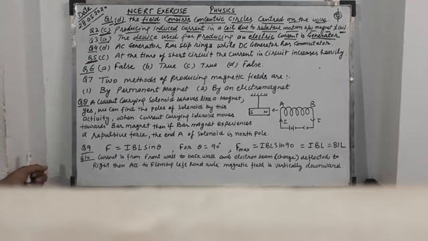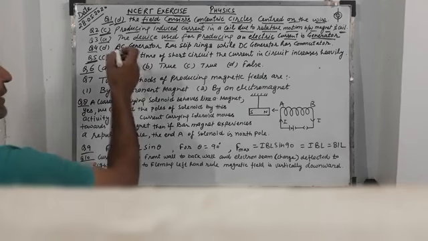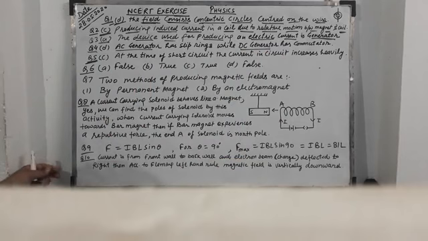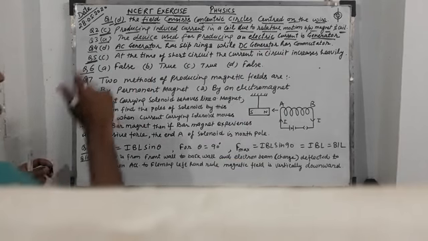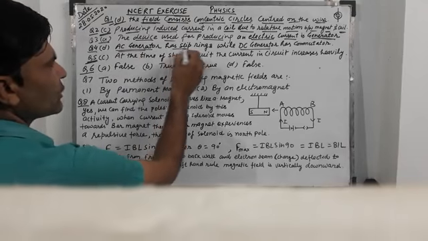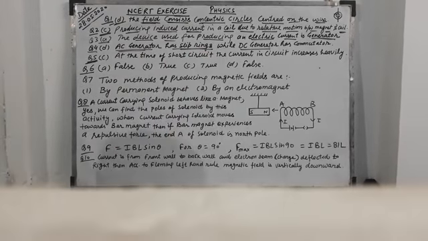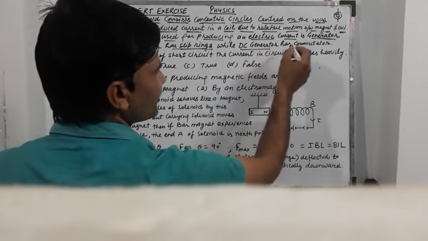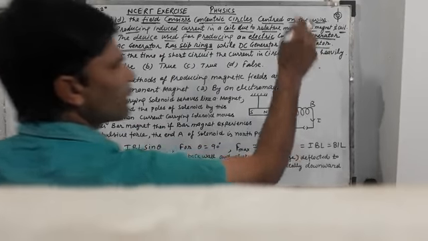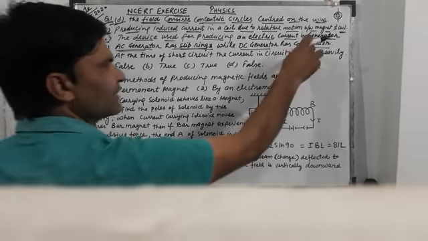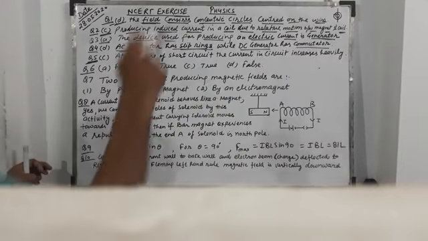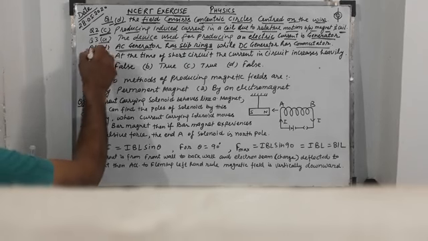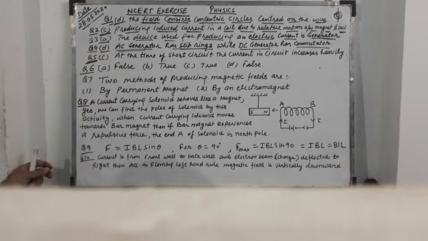In the fourth question, it is asking what the differences are between an AC generator and a DC generator. So always remember that in an AC generator we use slip rings, S-L-I-P, slip rings, and in a DC generator we have a commutator. Commutator means a split ring. Now the answer to question 4 is D.